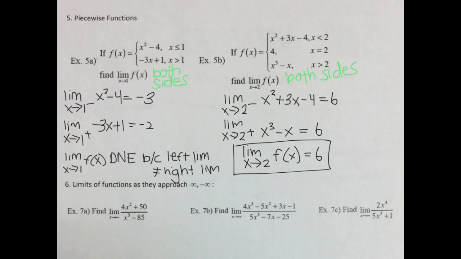All right, here's my work. Hopefully you got 6. But aside from that, another question that I could actually ask you is, what is f of 2? f of 2 is 4, but the limit is 6. So again, I just want you to know the difference between the two.